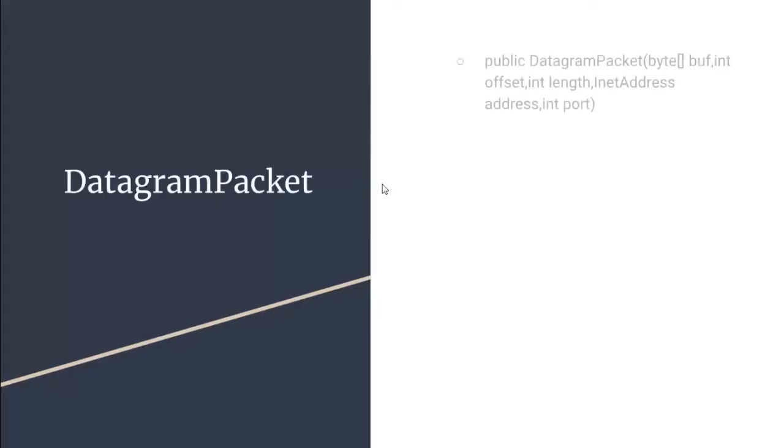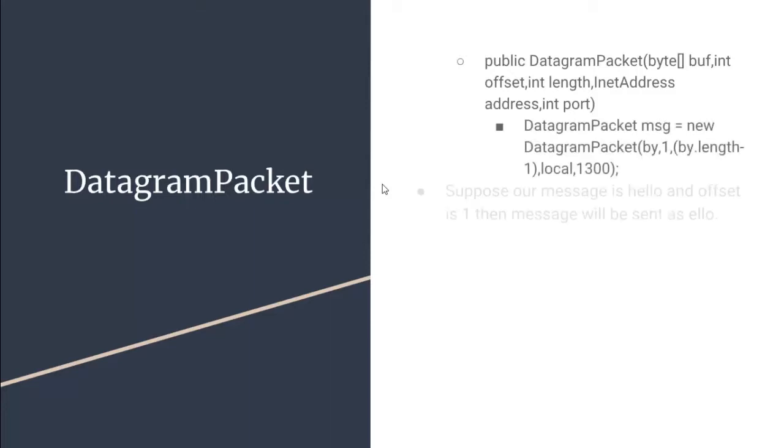Then the fourth constructor, public DatagramPacket(byte[] buffer, int offset, int length, InetAddress address, int port). All arguments are the same as the previous one except offset. In this constructor, offset specifies the index from which the message will be sent. Suppose our message is hello and offset is 1, then the message will be sent as ello.